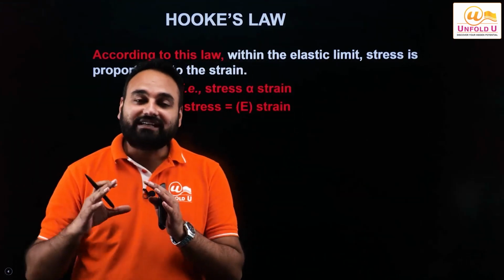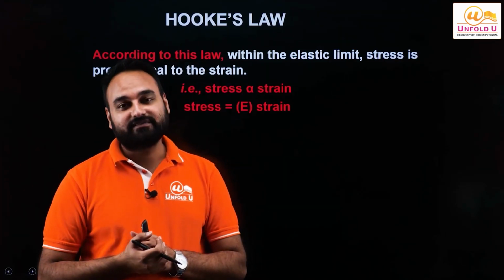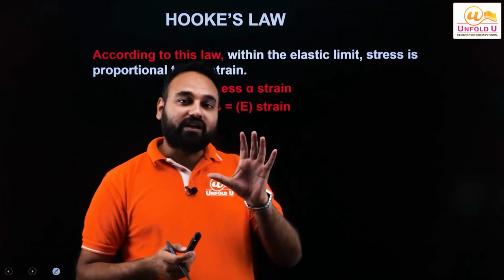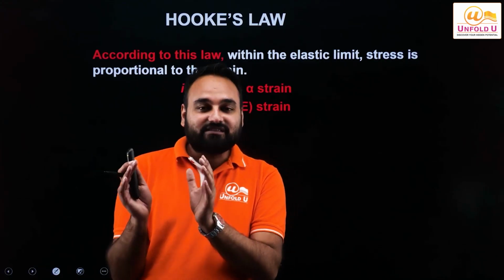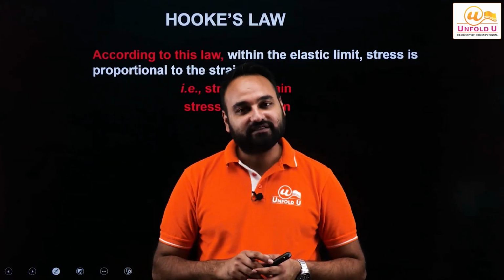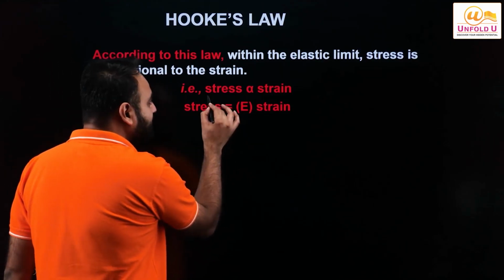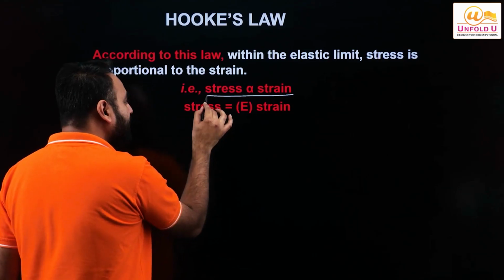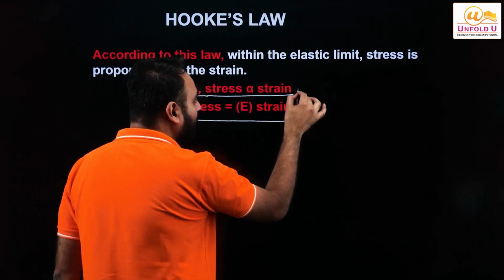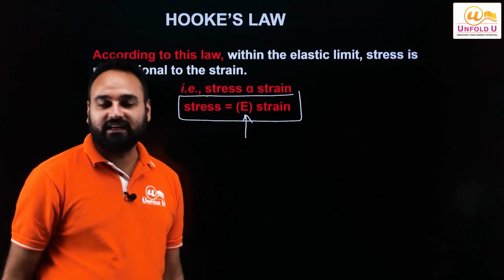So normally stress and strain are proportional to each other. That means in a body, if there is a stress developed inside the body, that stress will be directly proportional to strain. Right, and how are they related? Stress is proportional to strain, and to remove this proportionality sign we introduce a proportionality constant called E.